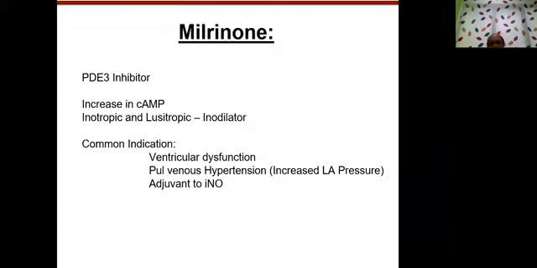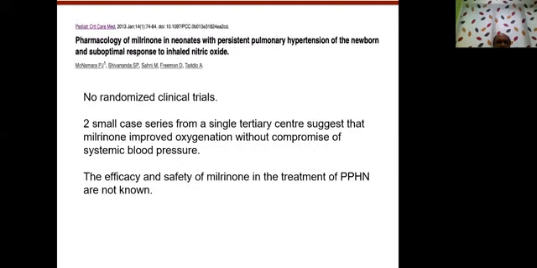The next drug which I would like to discuss is milrinone. It's a PDE inhibitor. Basically it acts by increasing the cyclic AMP. It is both inotropic and lusitropic, an inodilator. So it is very good, especially when there is ventricular dysfunction, especially left ventricular dysfunction. And it acts very well with iNO when you use it. But there are not many major studies. I could find only 2 randomized clinical trials and 2 small case series.